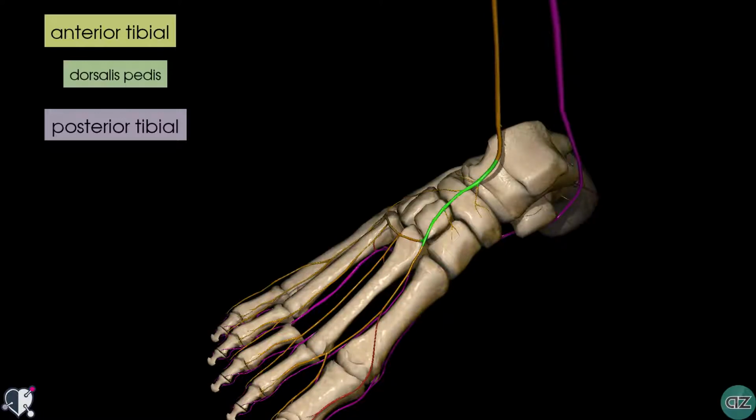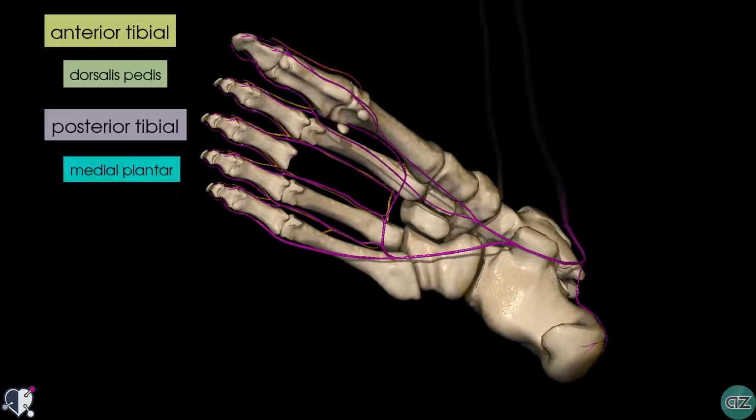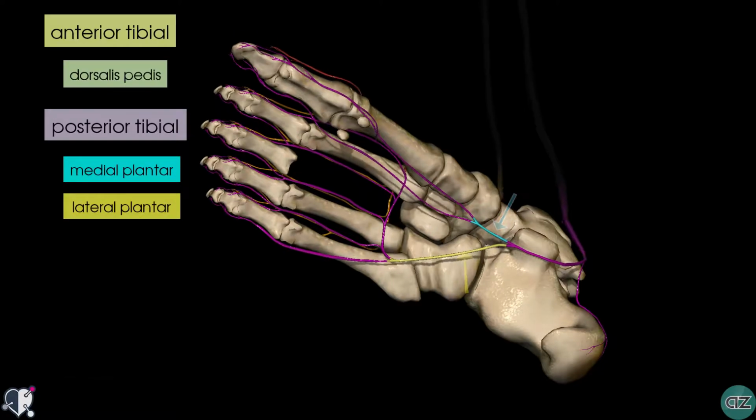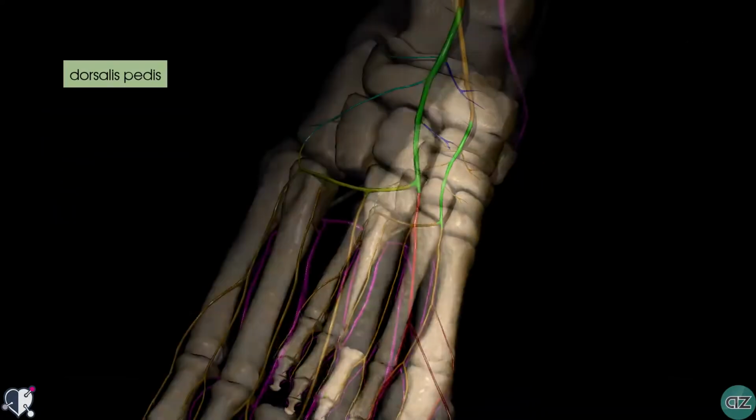The posterior tibial artery, on the other hand, terminates by dividing into the medial and lateral plantar arteries. And you can see the medial plantar artery given off in the blue colour and the lateral plantar artery given off in the yellow. So let's take a look at the dorsalis pedis artery and its branches.